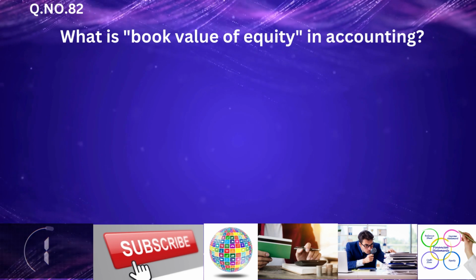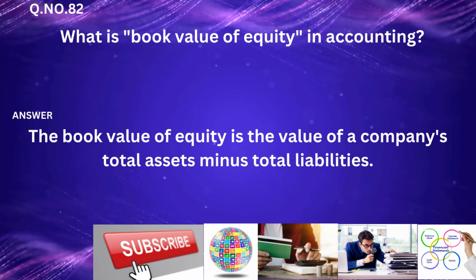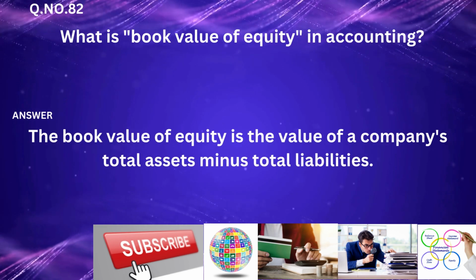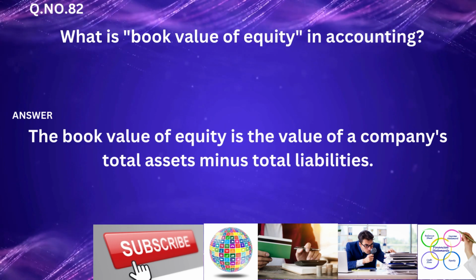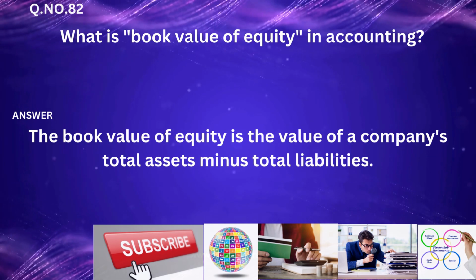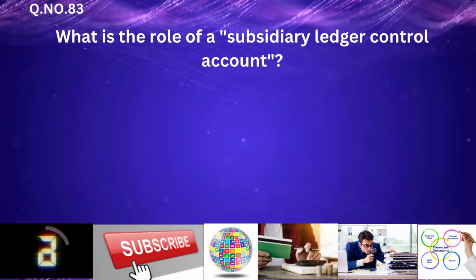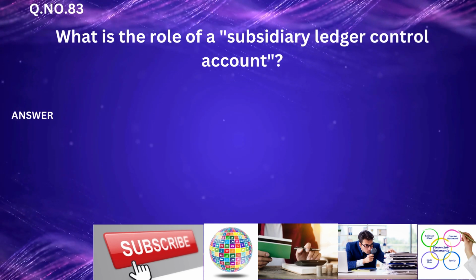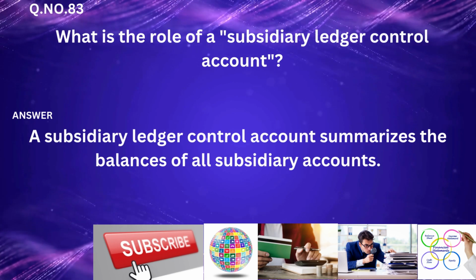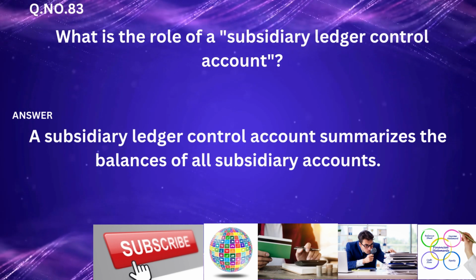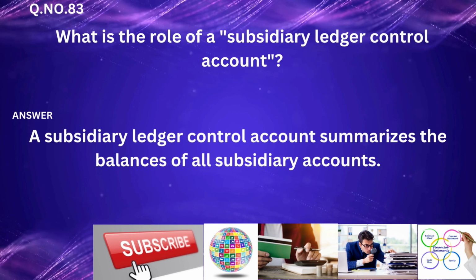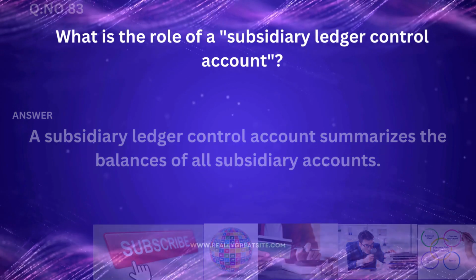Question 91. What is variable costing in bookkeeping? Answer: variable costing only allocates variable production costs to the cost of goods sold. Question 92. Explain break-even analysis in accounting. Answer: break-even analysis calculates the level of sales needed to cover all costs and achieve zero profit.